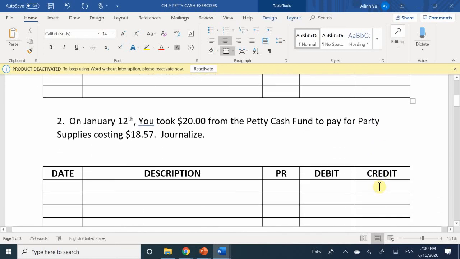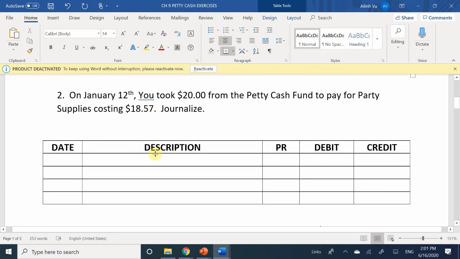All right. Question number 2 says, on January 12th, you took $20 from the petty cash fund to pay for party supplies, costing you $18.57. Journalize. Petty cash for $18.57, and party supplies for $18.57. No. That's not how you journalize this. How would you journalize this?